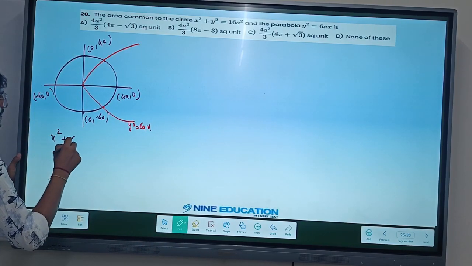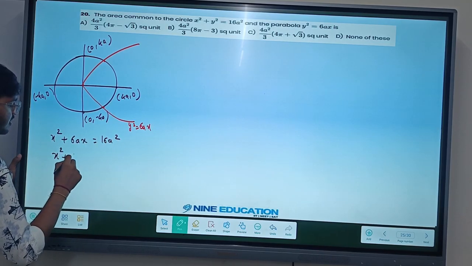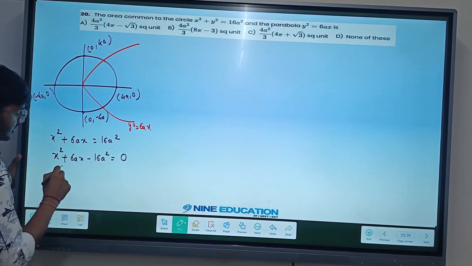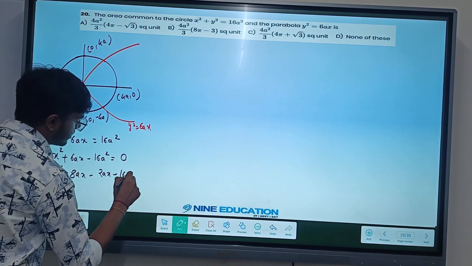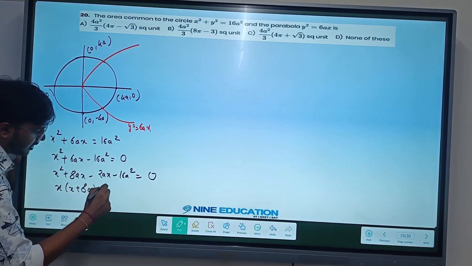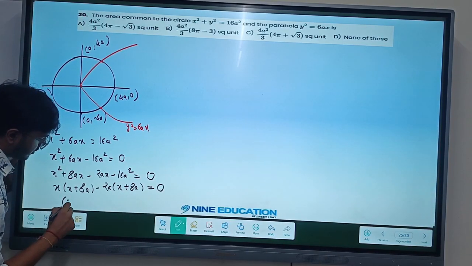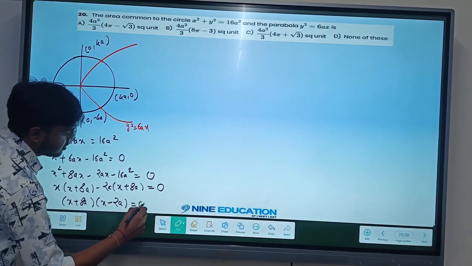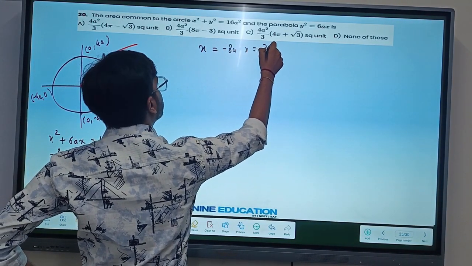So x square plus 6ax equal to 16a square. So x square plus 6ax minus 16a square equal to 0. So x square plus 8ax minus 2ax minus 16a square equal to 0. So x common, x plus 8a, minus 2a common, x plus 8a equal to 0. So we get x plus 8a into x minus 2a equal to 0. That is x equal to minus 8a, x equal to 2a.